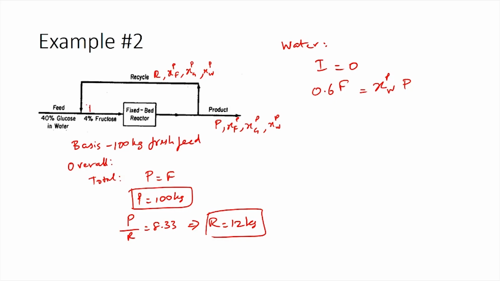We can assume the total feed entering is T with XWT and XGT as the mass fractions of water and glucose in the gross feed entering. So, this information can be used. Now, coming back to the balance equation we had, we can substitute the values for F and P into the water balance equation for the overall system to calculate XWP as 0.6 again.